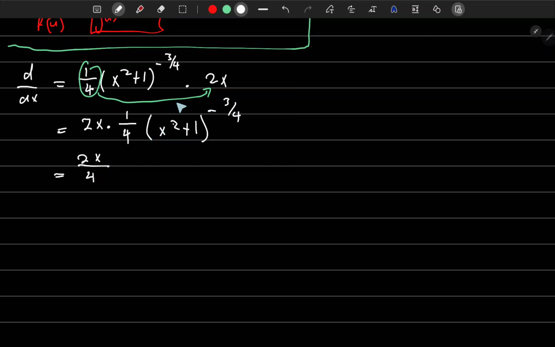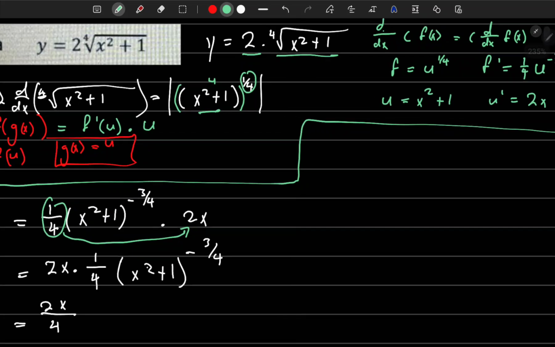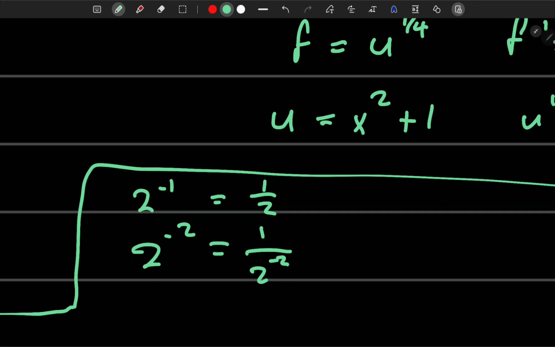Now this part of the problem here, this is raised to a negative. I need you to know and understand that each time you have a negative, let's say for example you have 2 to the negative 1. This is equal to 1 over 2. If you have 2 to the negative 2, this is equal to 1 over 2 squared. The idea that I'm trying to point out is that if you have a negative, the negative means it's a fraction, right? And the power remains the same.